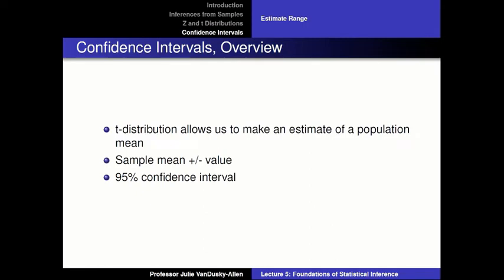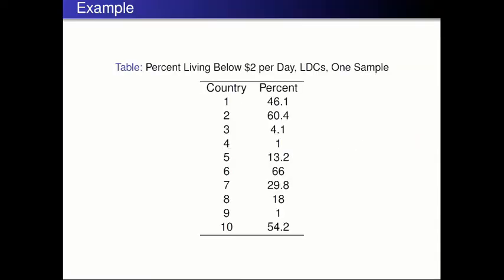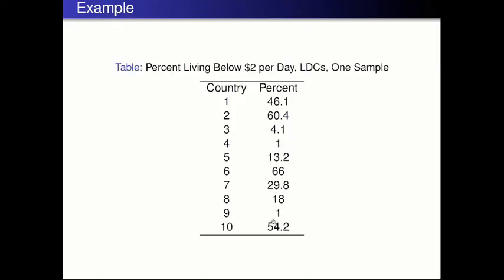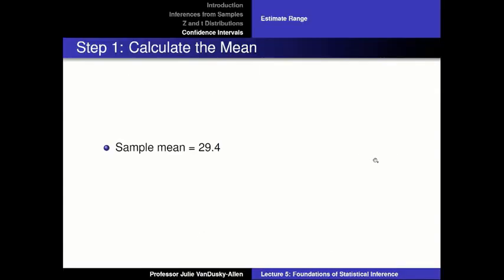The confidence interval allows us to make a low estimate of our mean and a high estimate of our mean. I will use the following data to demonstrate how to calculate a confidence interval for a sample mean. Imagine I collected data on the percent of people living below $2 a day in 10 LDCs. The first step in calculating a confidence interval is to calculate the sample mean of the data. The mean of this data here was 29.4.